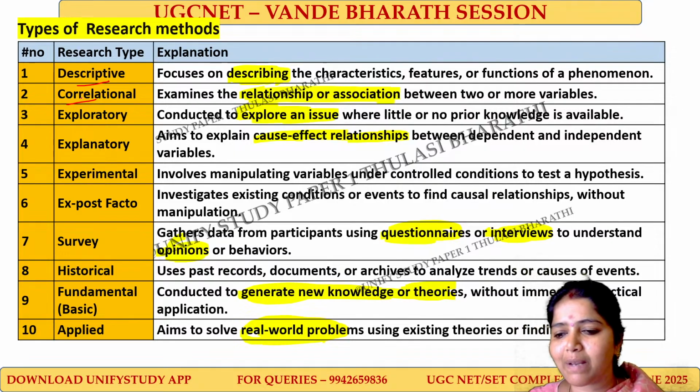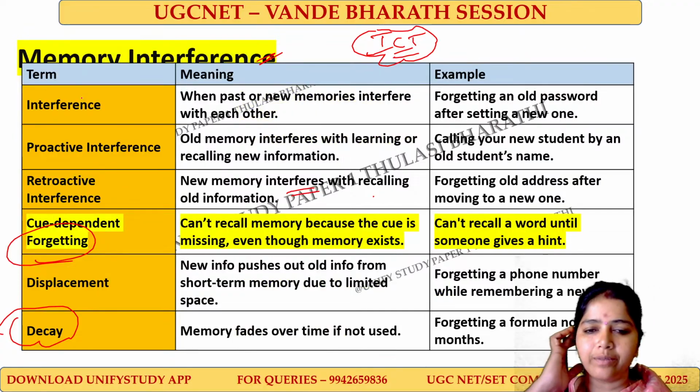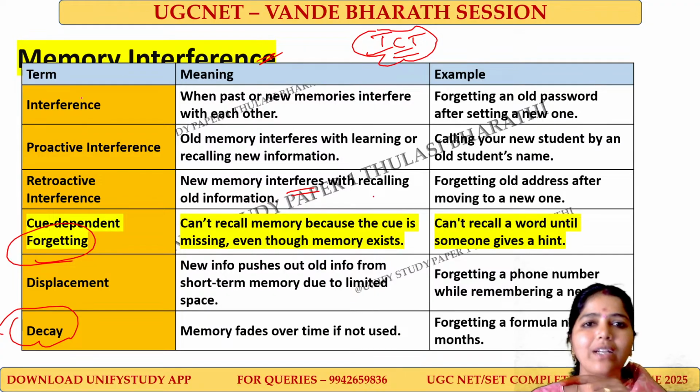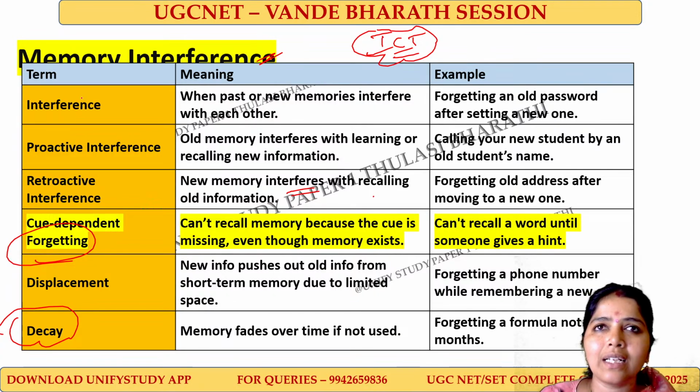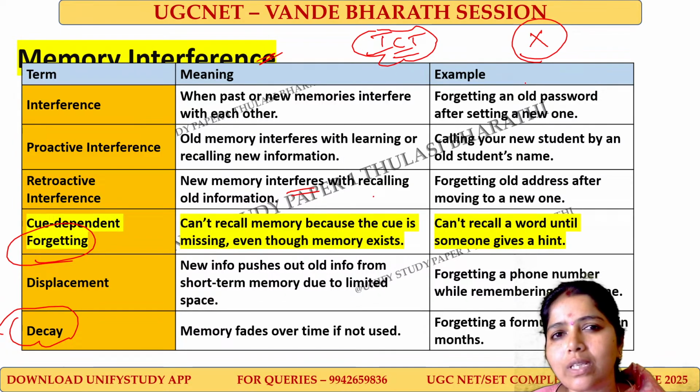Displacement and proactive interference. Okay, see, under proactive interference, this term will be there, because interference is there. Me and my friend are going out. I always used to go with the friend called X. I'm just giving an example. I usually used to go with this friend called X.